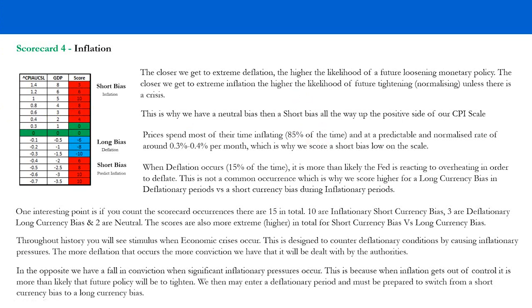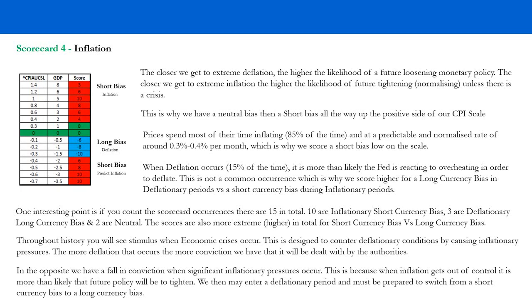When deflation occurs 15% of the time, and we're counting 0 as a deflationary case here, it is more than likely that the Fed is reacting to overheating in order to deflate. It's not a common occurrence, which is why we score quite aggressively for a long bias in deflationary periods, relative to a short currency bias during inflationary periods.